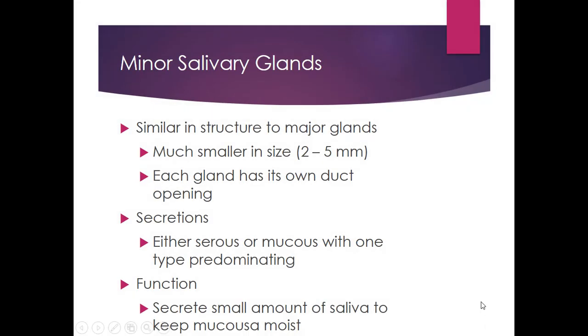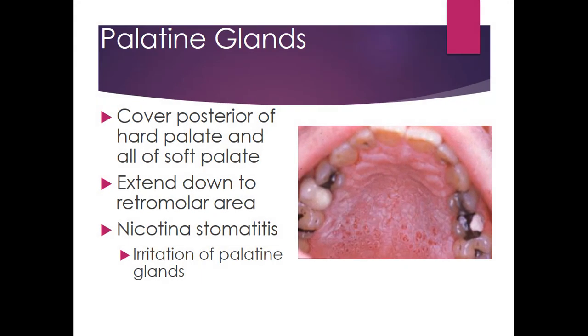So we have a number of minor salivary glands throughout the mouth. They are much smaller in size, 2 to 5 millimeters. Each gland has its own duct that opens into the oral cavity. The secretions are either serous or mucus, with one type predominating. And the function is to secrete small amounts of saliva to keep the entire mucous membrane of the mouth moist.